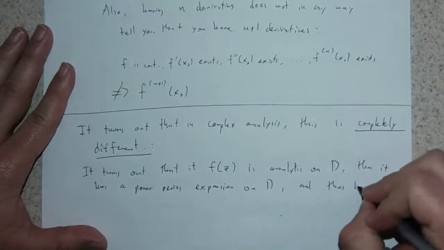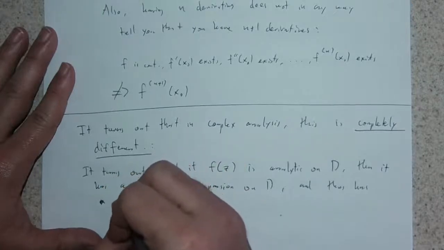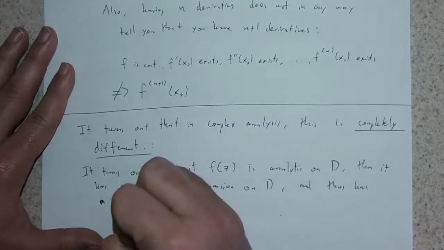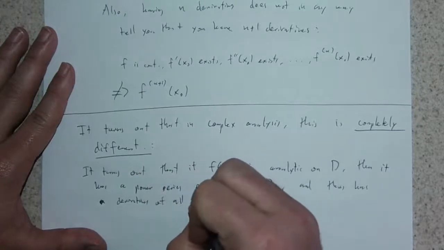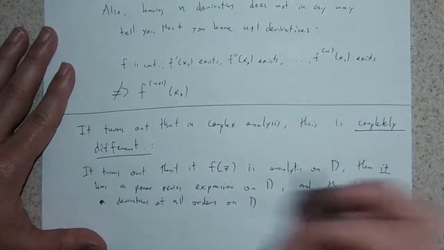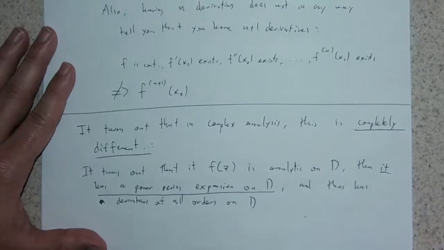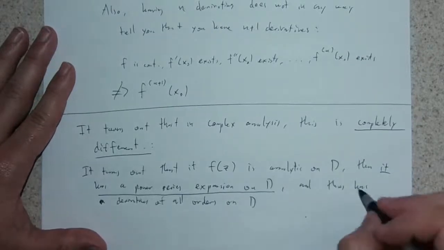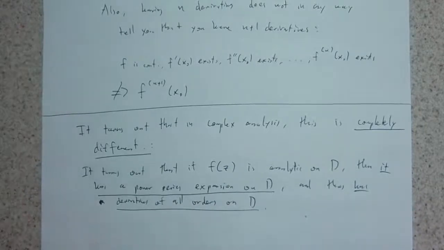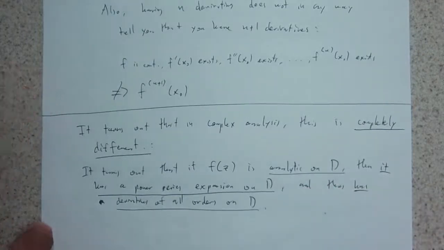And thus has infinitely many derivatives, or has derivatives of all orders on D. So first fact, it has a power series expansion on D. We'll talk about that later in this course. Okay, but not yet. And thus has derivatives of all orders on D. So this analytic on D is analytic in the sense that I defined at the beginning of this lecture and at the end of the previous lecture.